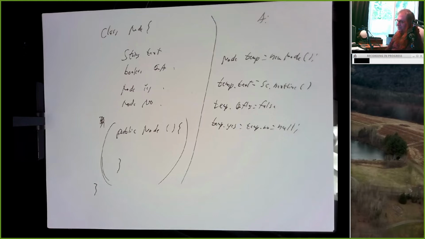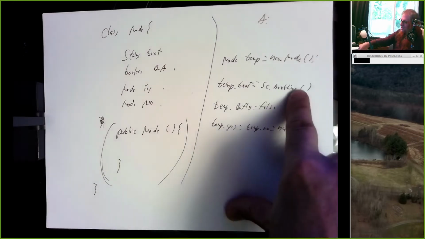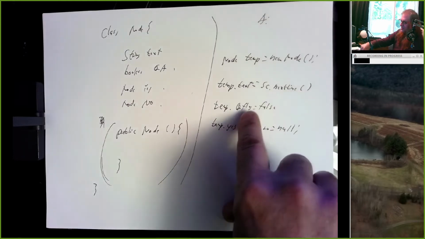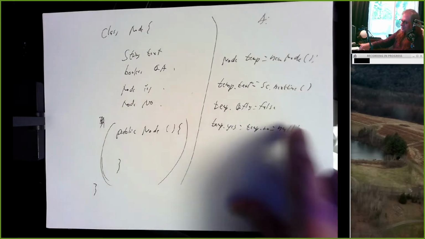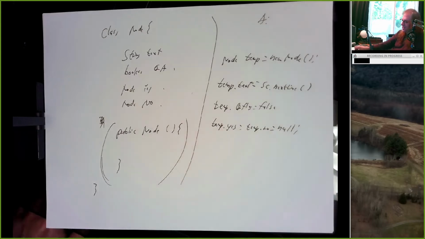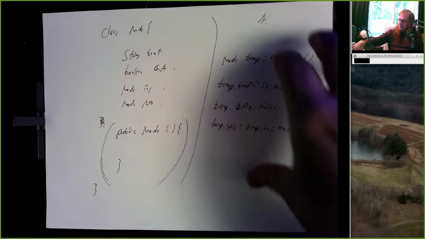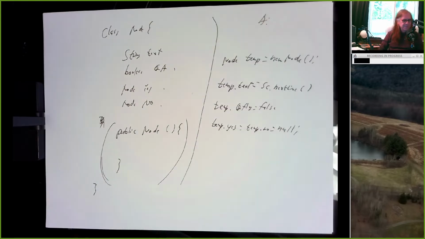If it's an answer node, the only difference would be: make a new node, set the text equal to the next line, set the question flag to be true, and then you could say temp.yes equals ingest, parentheses, your scanner object, and then temp.no equals ingest. Those two statements would make a recursive call to the function that this is sitting in and suck in those parts of the file.